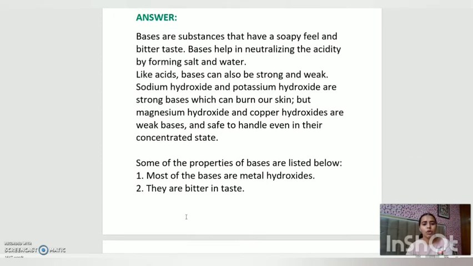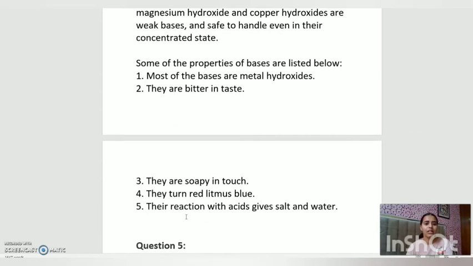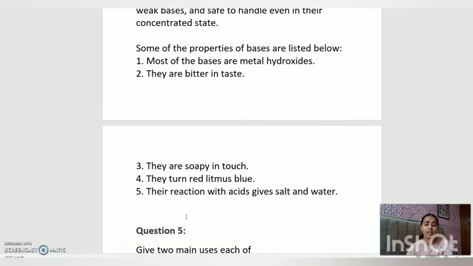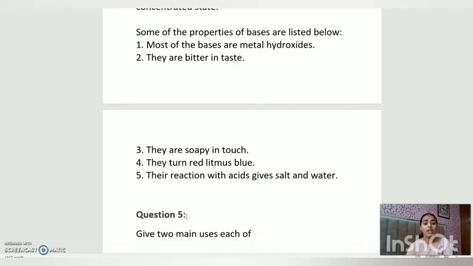Some of the properties are listed below. Most of the bases are metal hydroxides, they are bitter in taste, they are soapy to touch, they turn red litmus blue, and their reaction with acids gives salt and water. These are some basic properties.